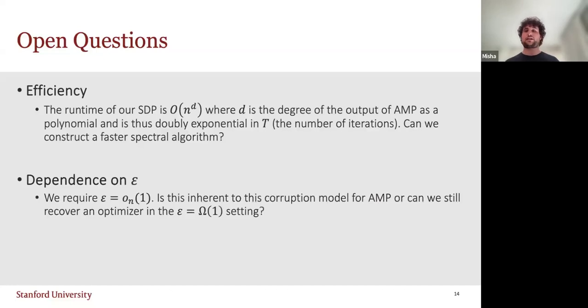The second open question is the dependence on epsilon. You might have noticed that we require epsilon to be sufficiently small. We require epsilon to be like little o of 1. It has to be 1 over polylog n for our result to make any sense. And a major question here is, is this inherent to this corruption model? Is this a requirement here for AMP, or can we still recover an optimizer when epsilon is, say, constant or bigger than 1 over polylog n? And these are two big questions that could make robustness more feasible.